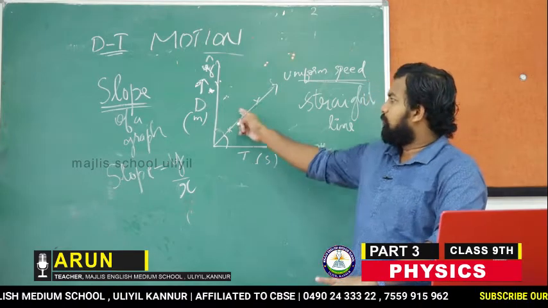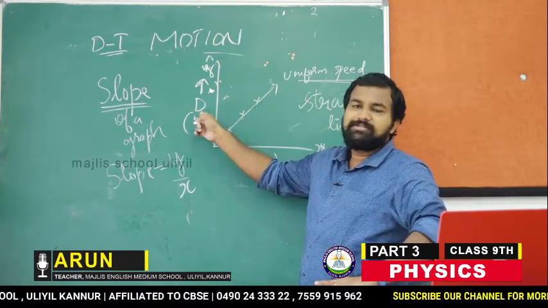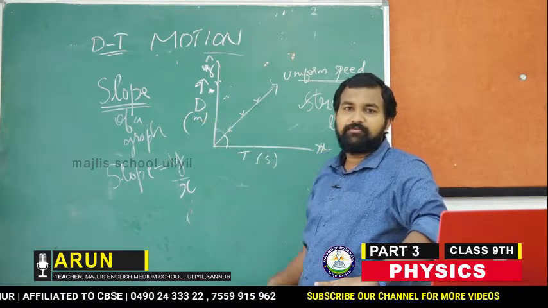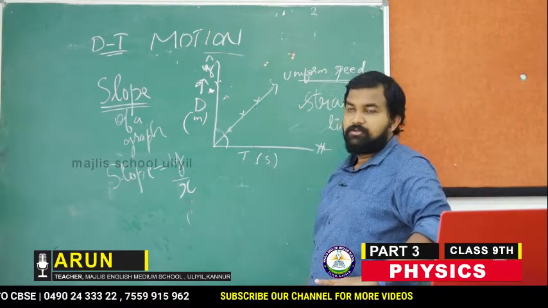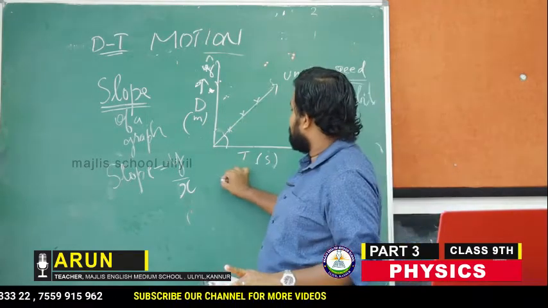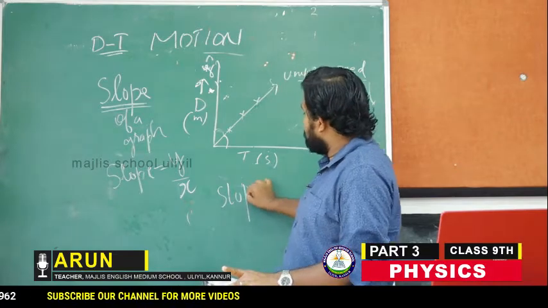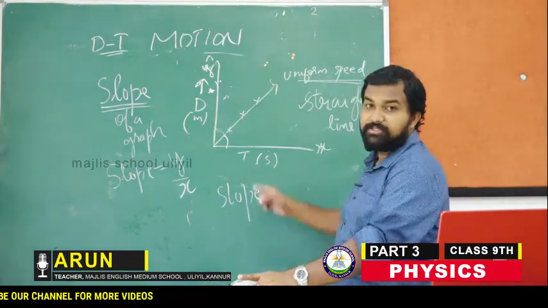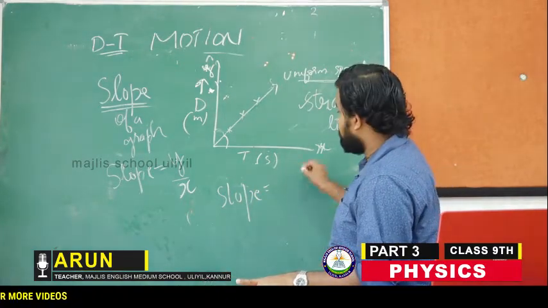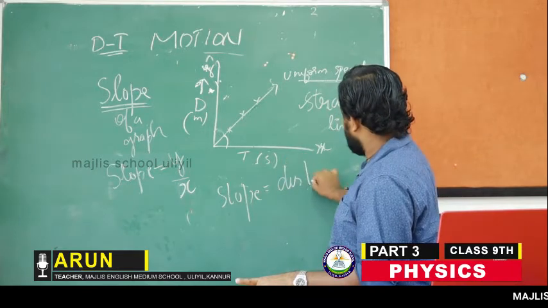Now, listen, what term is mentioned in this graph in the y-axis? Here in the y-axis the quantity measured is what? What is the quantity explained in the y-axis? That is distance.